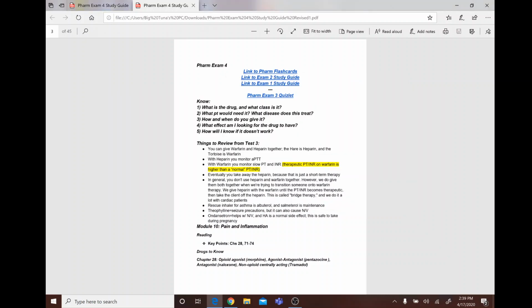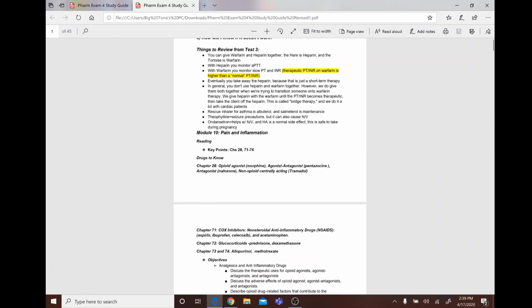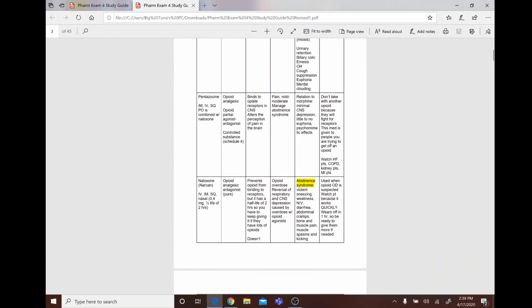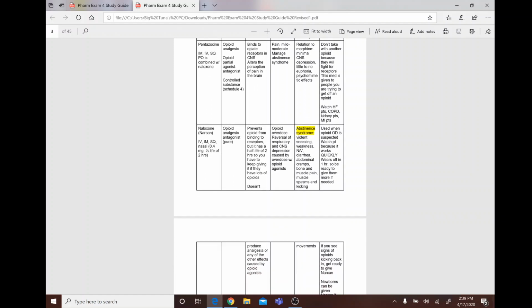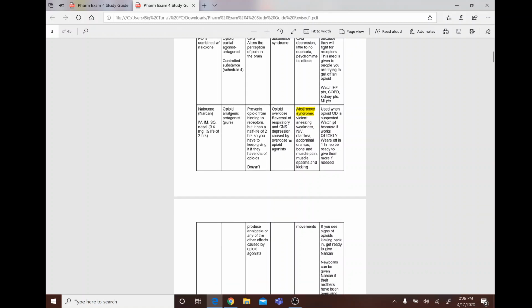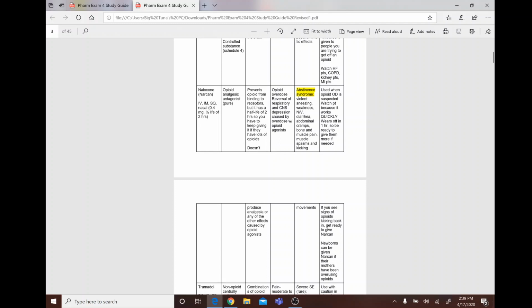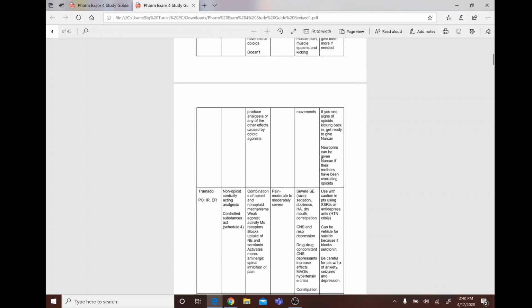Alright, today we're going to go over the Pharm Exam 4 study guide. We're going to go over the ones that we're having trouble with, so let's jump right into it. What do you think the signs and symptoms of abstinence syndrome would be? Violent sneezing, weakness, nausea, vomiting, diarrhea, abdominal cramps, bone pain, muscle spasms, and kicking movements.